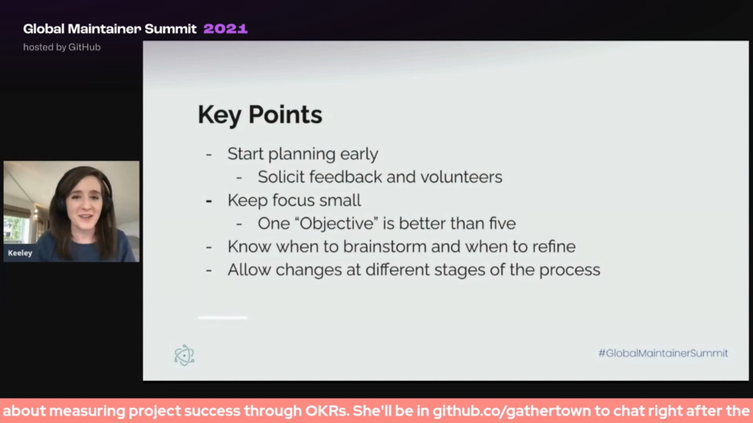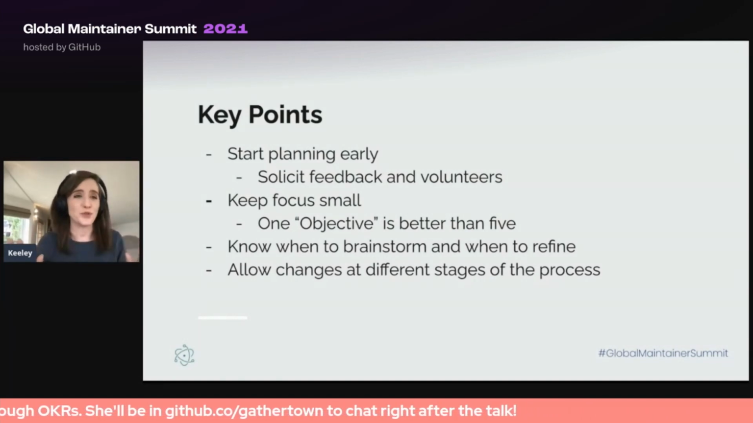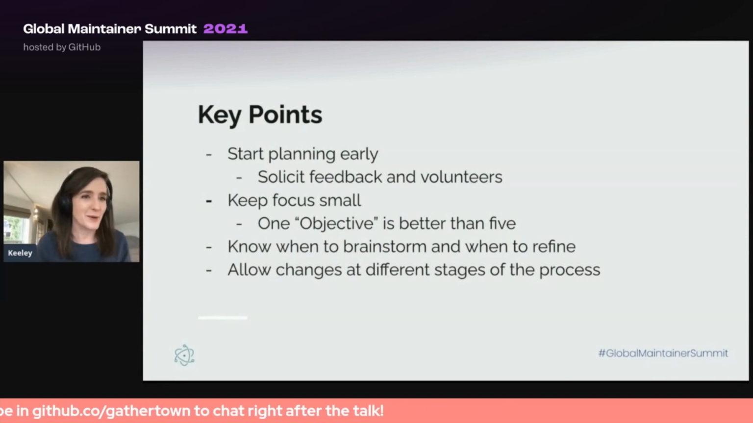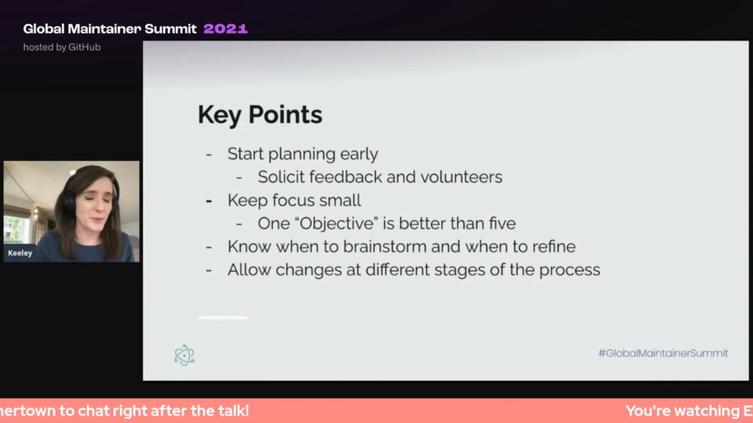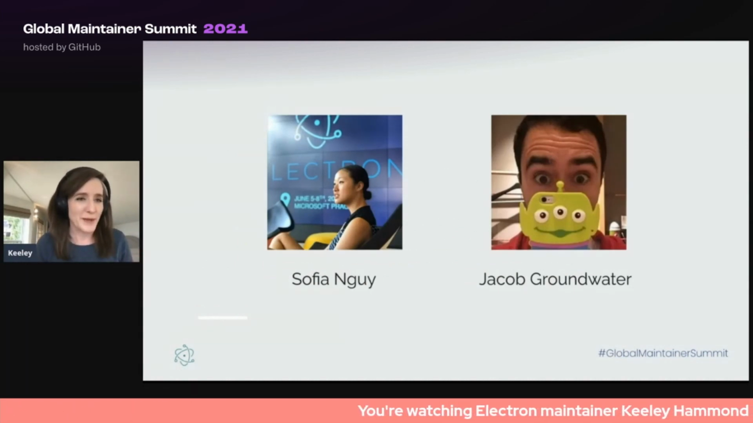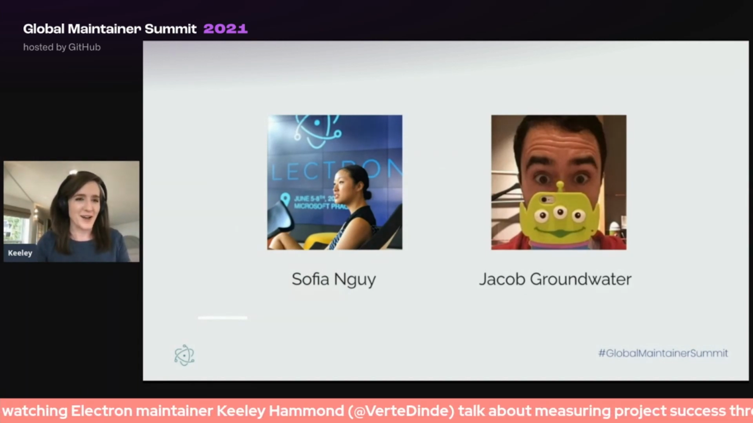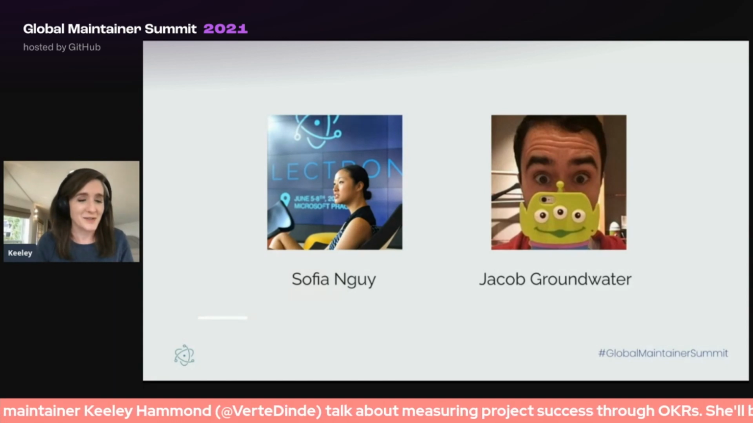Before I close here, I want to give a shout out to two people within the Electron project who I think have done a huge job in influencing Summit to make it what it is today and making our OKR process so successful. Sophia Nye and Jacob Groundwater are both maintainers on Electron, and they have really shaped what Summit looks like today. So thank you, Sophia. Thank you, Jacob. I don't think we would have a Summit as successful as we do without you.